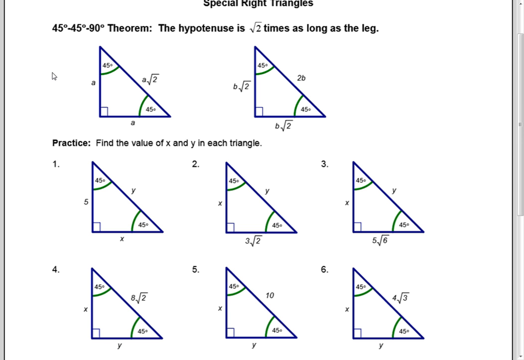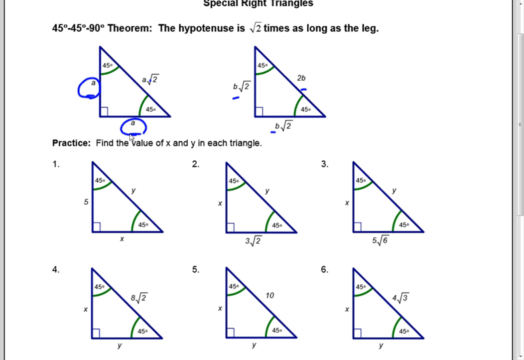My models on the side board use the variable x. Do I have to use x? No. A, A. This one uses B's. But it's still following the same pattern. Whatever's here is the same as here. Attach a radical 2, you've got the hypotenuse.